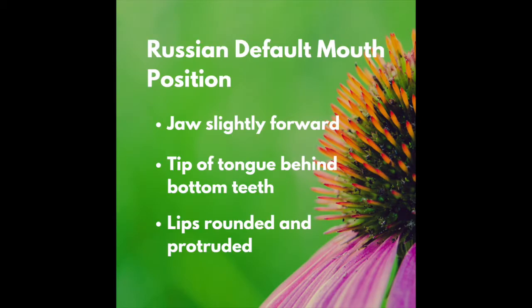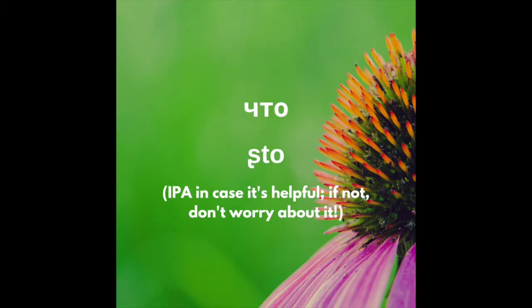The Russian default mouth position makes everything sound instantly more Russian. Jaw slightly forward, tip of the tongue behind the bottom teeth, lips rounded and protruded. It's better to exaggerate this at first. You can always walk it back later, but if you don't exaggerate it, you may never get there. Let's try our word. Here we go.